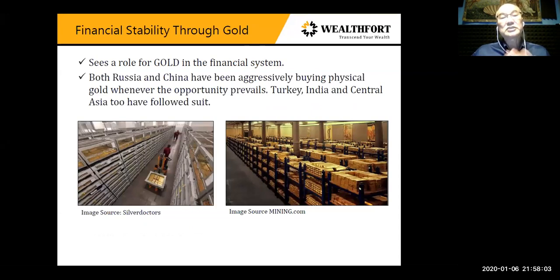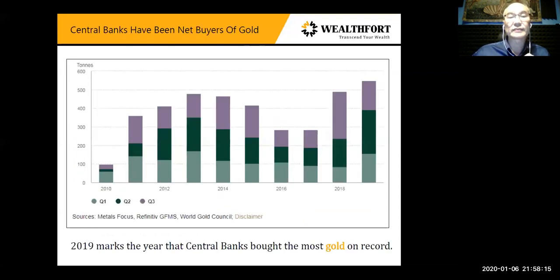Financial stability through gold. See a role for gold in the financial system. Both Russia and China have been aggressively buying physical gold whenever the opportunity prevails. Turkey, India, and Central Asia too have followed suit. So these are the buyers of gold, okay?